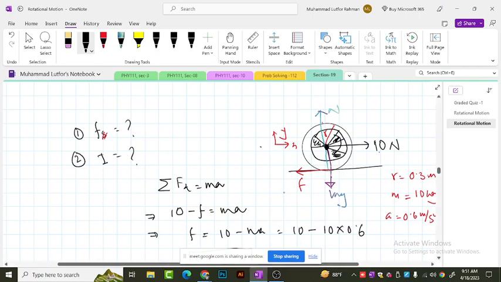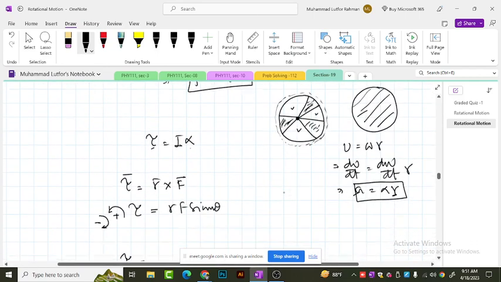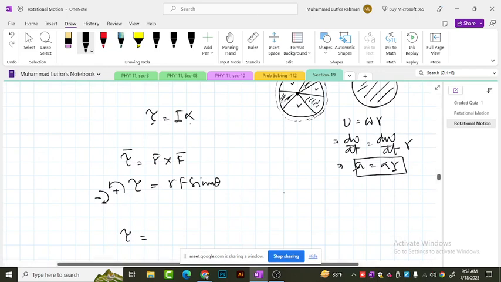Sir, which formula should we use? Torque, this formula. We have only one formula to calculate the torque: tau equals r cross f.